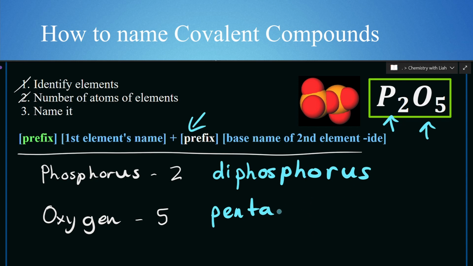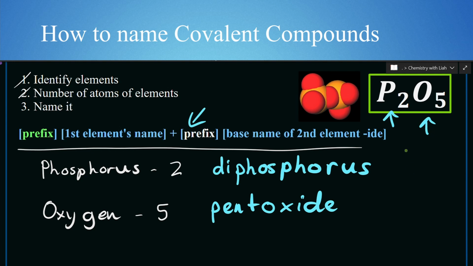So we get oxide. Now you'll notice that we have 2 vowels here, and usually what they do is just cut out this A, okay? So then it becomes pentoxide. Alright, so for the name of P2O5, we have diphosphorus pentoxide.